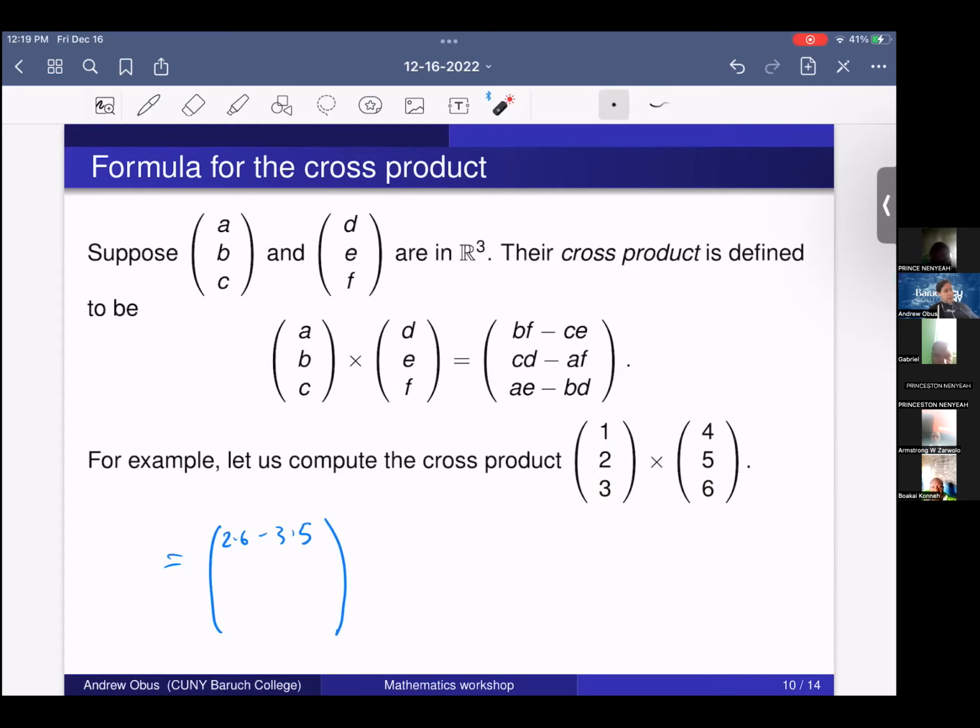So CD and AF: this is 3 times 4 minus 1 times 6. And then lastly, I have AE minus BD. So that's 1 times 5 minus 2 times 4. And this comes out to be, what does it come out to be? Well, I have 12 minus 15, so -3. And then 12 minus 6 is 6. And then 5 minus 8 is -3.